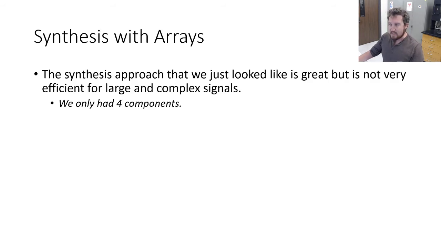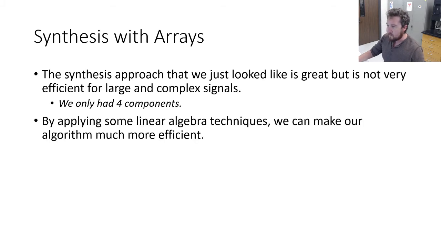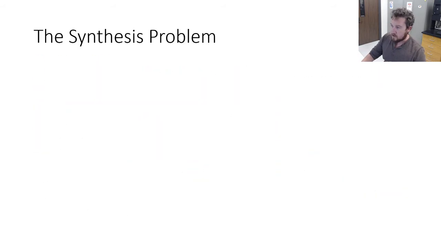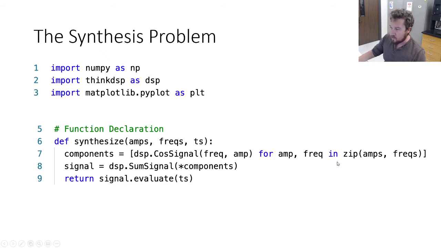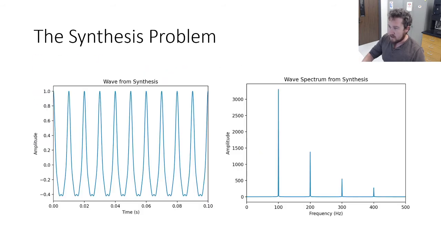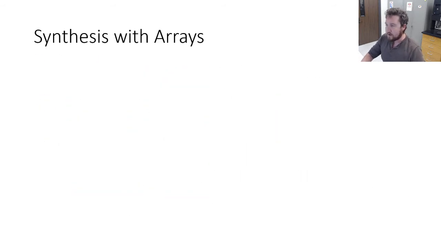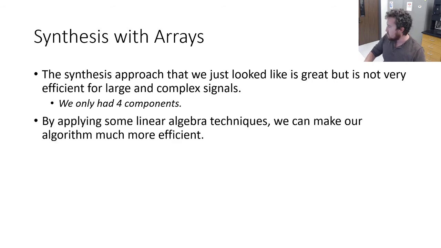The synthesis approach that we just looked at is really great, but it's not very efficient for large and complex signals, right? We only used 4 frequency components here, but a real-world signal is going to have hundreds, if not thousands, of frequency components. So we need to make an algorithm that's a little bit more efficient. By applying some linear algebra, we can make our algorithm more efficient. Notice in our code, we just for looped through the entire spectrum, but that is never the right answer when it comes to processing large amounts of data. Instead, you want to vectorize, you want to use some linear algebra.